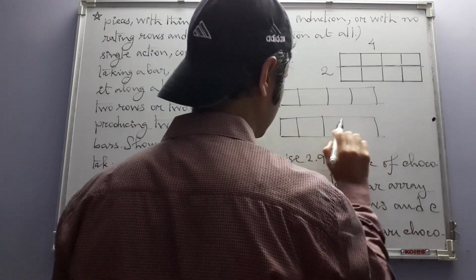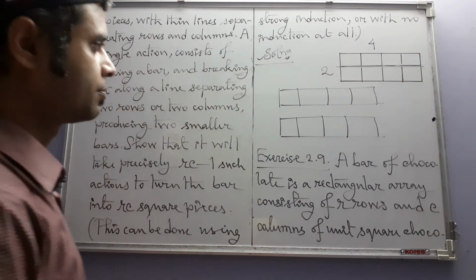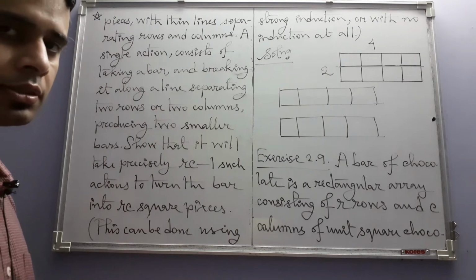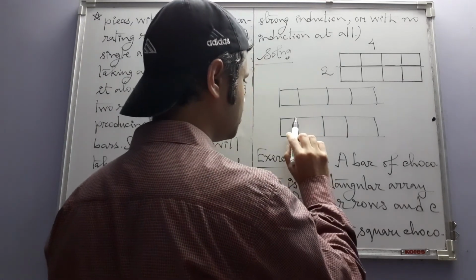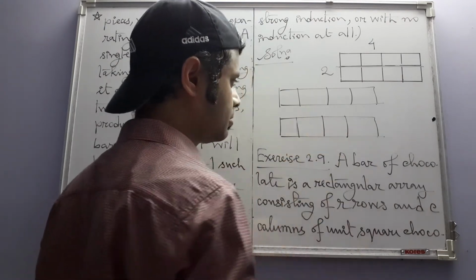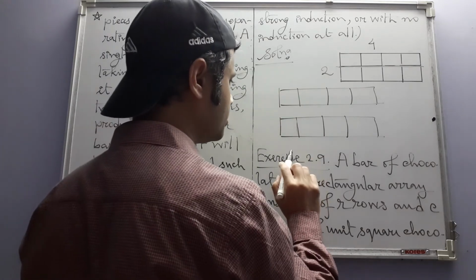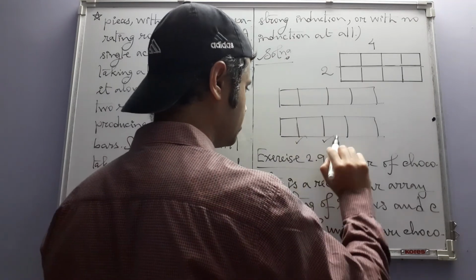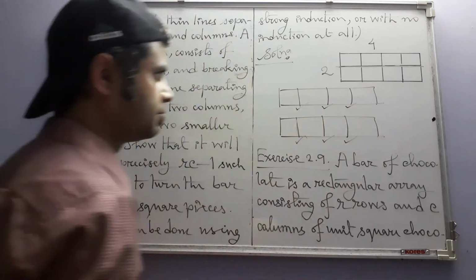And then to break them further, in order to have only those unit square pieces of chocolates, separate all of them, you have to then break these two bars again along these lines parallel to the columns. So how many breaks will you need? 1, 2, 3. Here also 1, 2, 3.